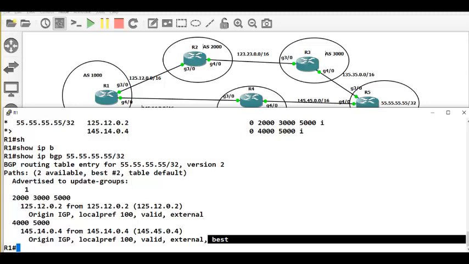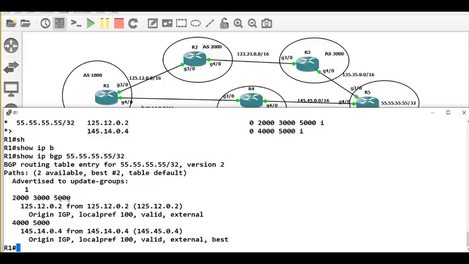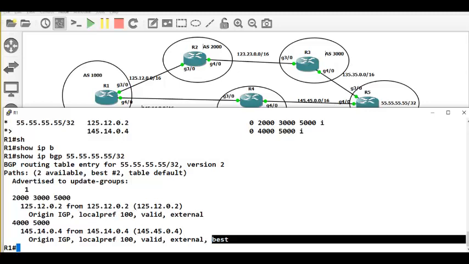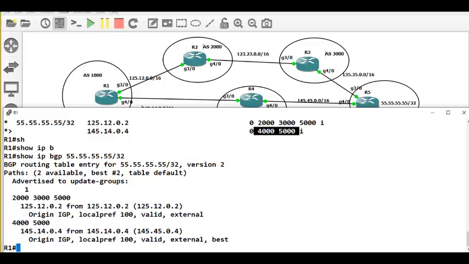Yep, so it shows the AS path. About the origin we learned, it's advertised. It's not redistributed. It is IGP, which means advertised using network command. Local preference, we have not seen it, so I do not want to talk on that. And this is the best one because of the shortest AS path. Shortest AS path by default.